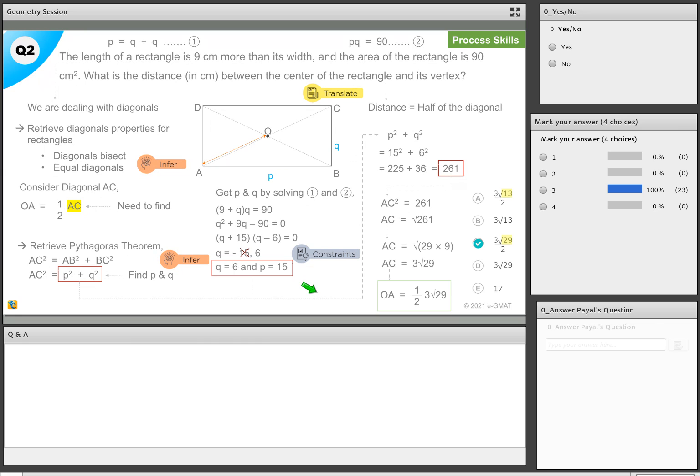261 is equal to 29 times 9. 3 comes out of the square root, and the correct answer here is OA is equal to half of 3 into square root of 29. Choice C is the correct answer.